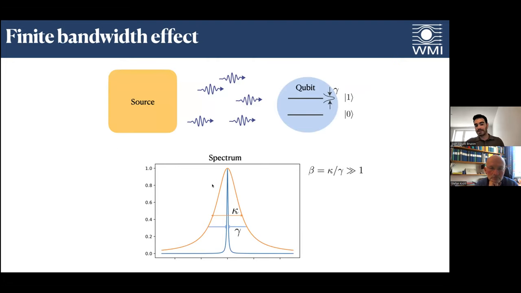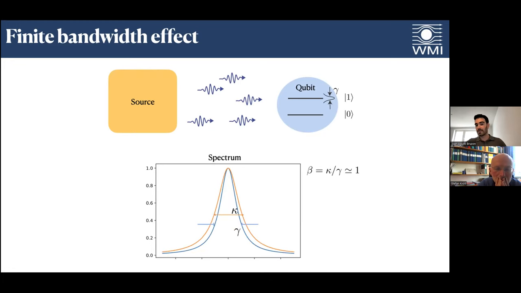And so basically in this limit, the qubit is seeing the source at a single frequency. But what happens in experiments is that the bandwidth of the qubit is actually much broader. So experimentally, the qubits see part of the spectrum of the source, but it can also happen that they see some spectrum which just comes out of the source. And we would like to model this. We would like to see what happens.